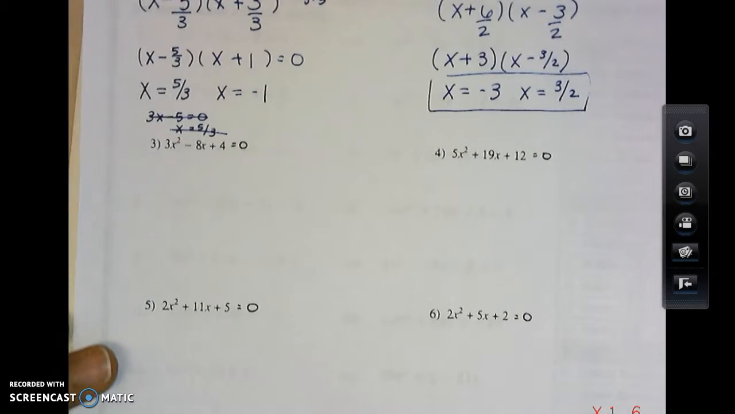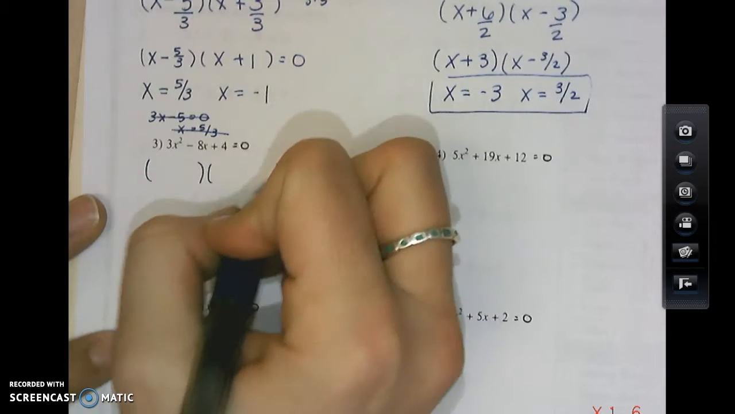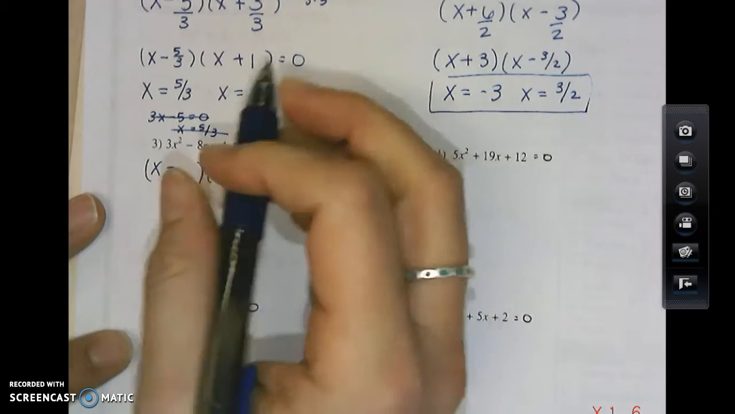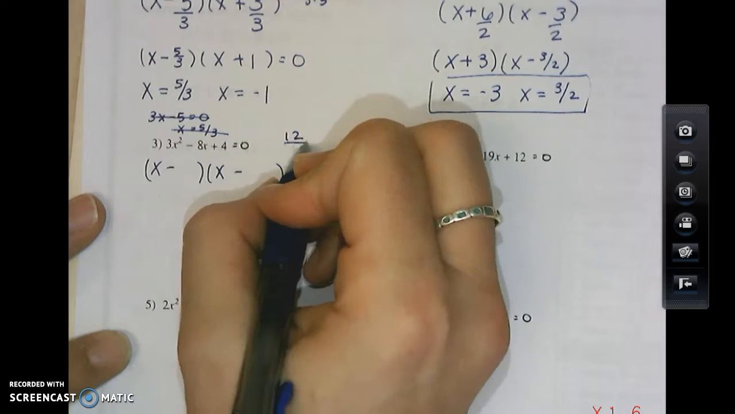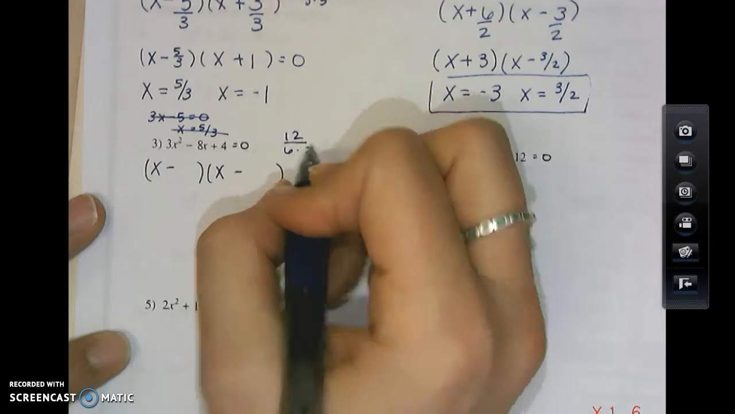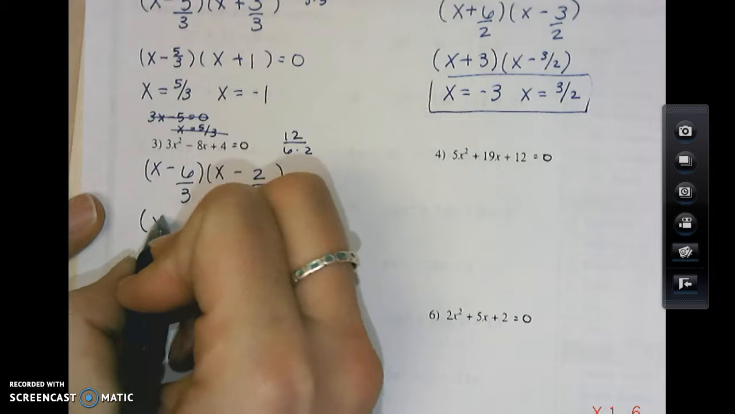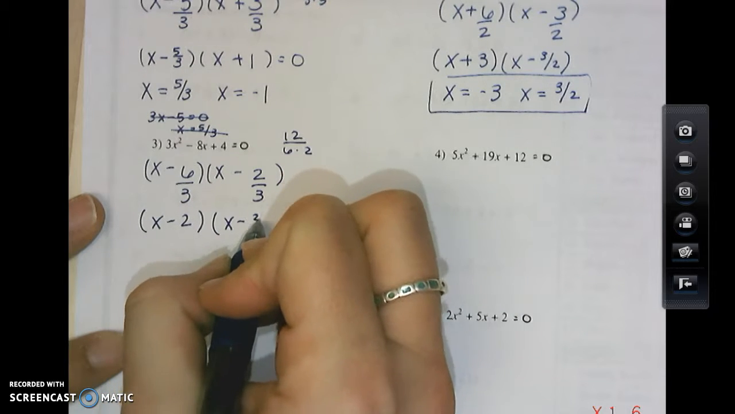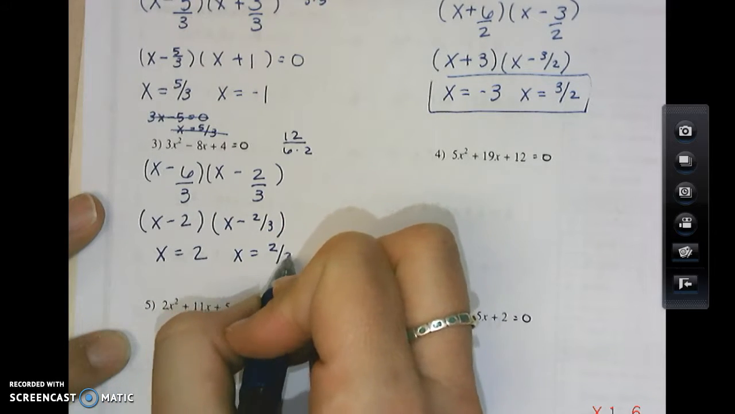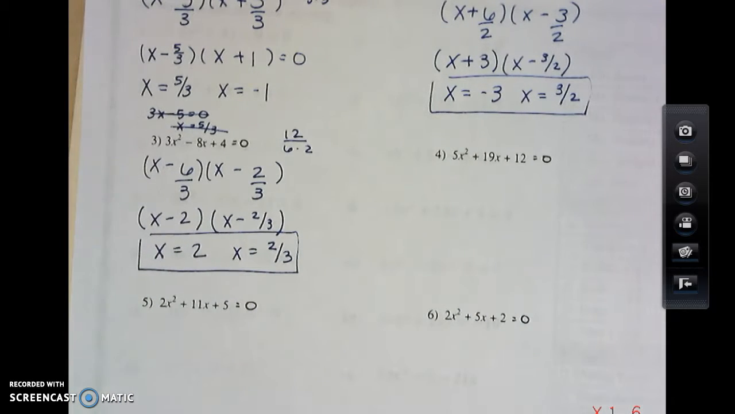Let's look at number 3. So on number 3, we have x minus and x minus because the plus sign means these have to match. 3 times 4 gives me 12, so I'm looking for factors of 12 that add to give me 8. That's going to be 6 and 2. And then divide by my a value. So this is x minus 2 and x minus 2/3, and then I flip the sign in order to get my solution. So x equals 2 and x equals 2/3 are my answers.